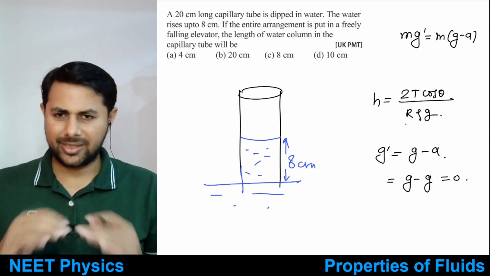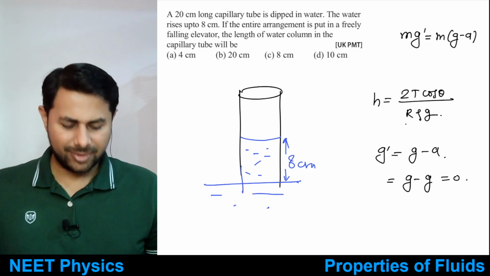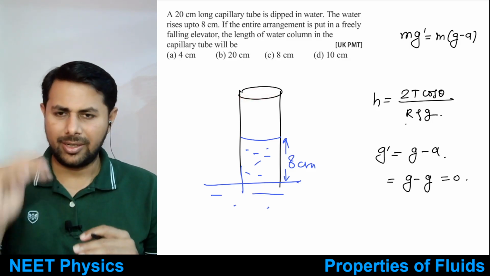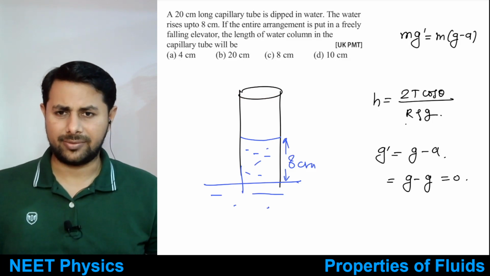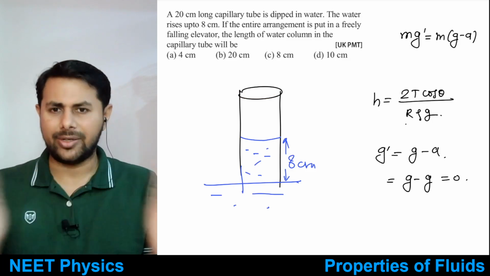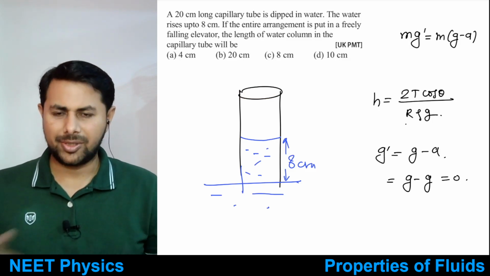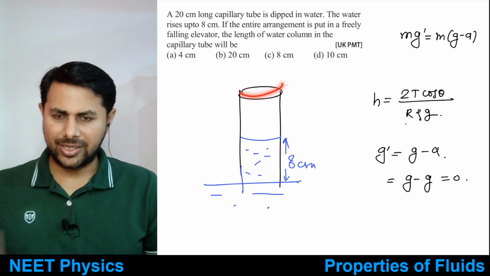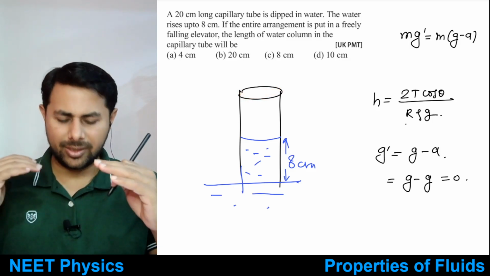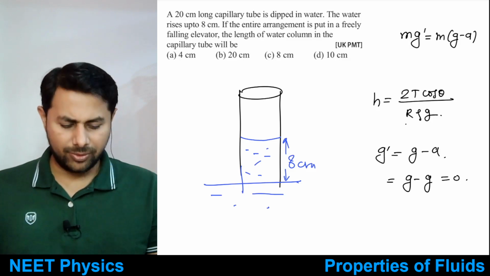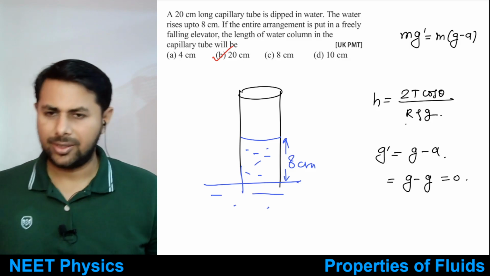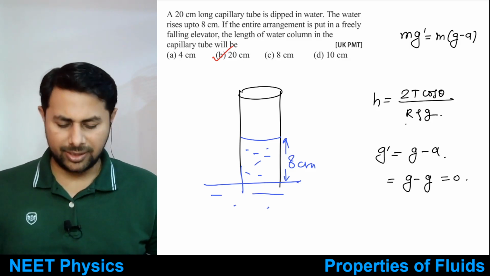So again, it doesn't go to infinity. It just goes to whatever height is available and stays there. This is the answer. It doesn't go beyond the available height because the shape of the meniscus will change in such a way that the maximum rise would be just equal to the available height. So the answer to this is also just the available height, and it is 20 centimeters.